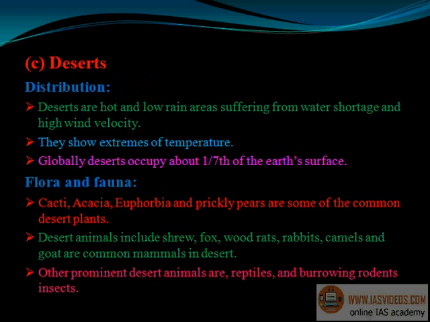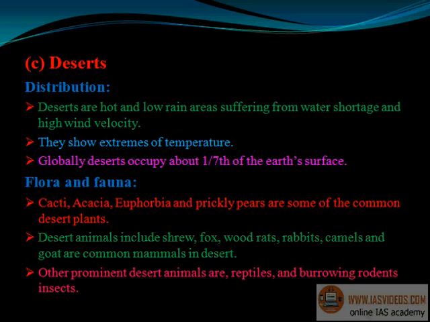C. Deserts. Distribution. Deserts are hot and low rain areas suffering from water shortage and high wind velocity. They show extremes of temperature. Globally, deserts occupy about 1/70th of the Earth's surface.